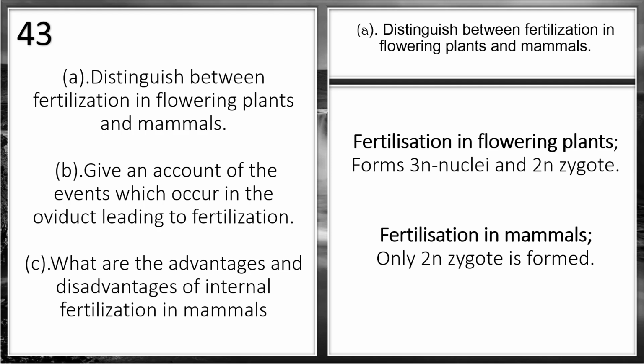In flowering plants, they form 3N nuclei and a 2N zygote. In mammals, only a 2N zygote is formed.